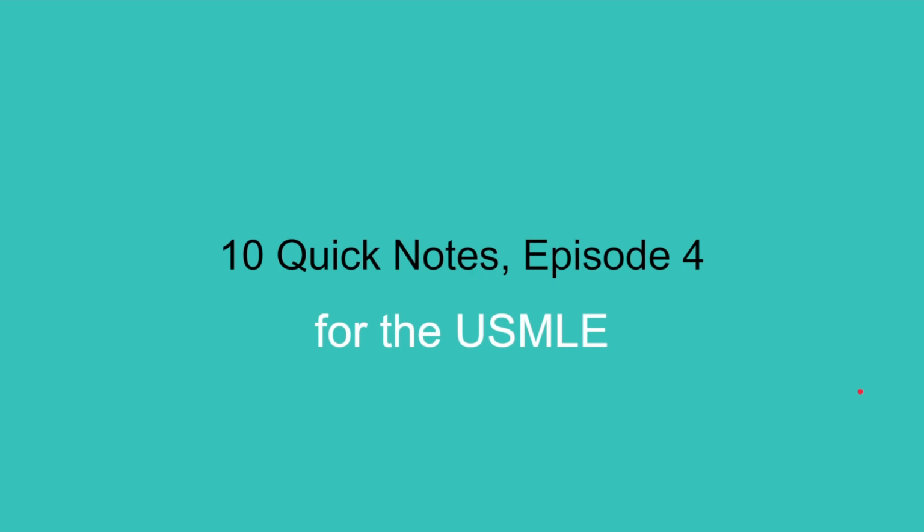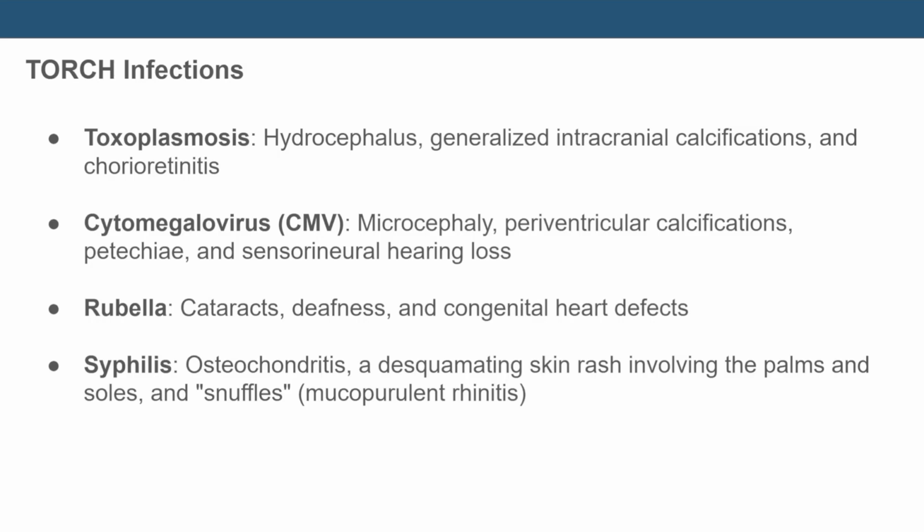Today we're going to be talking about 10 more quick notes for the USMLE. So the first one is about TORCH infections, and TORCH infections are many and you have to know all the details of these for Step 1, Step 2 and Step 3.